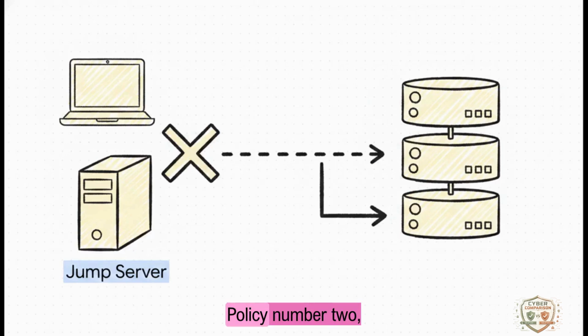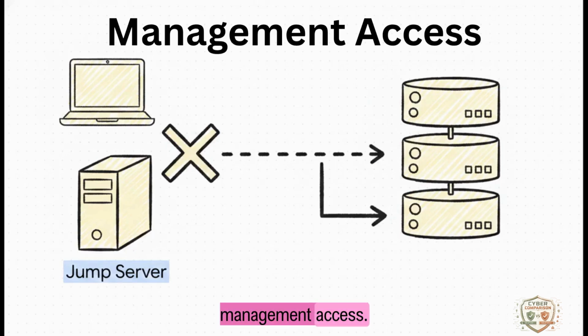That brings us to policy number 2, management access. Letting any random workstation in your environment open up RDP, SSH, or remote PowerShell to your servers? That's literally a hacker's dream. A secure policy mandates that these administrative protocols can only come from designated jump servers, bastion hosts, or privileged workstations. It completely cuts off a massive avenue for lateral movement.